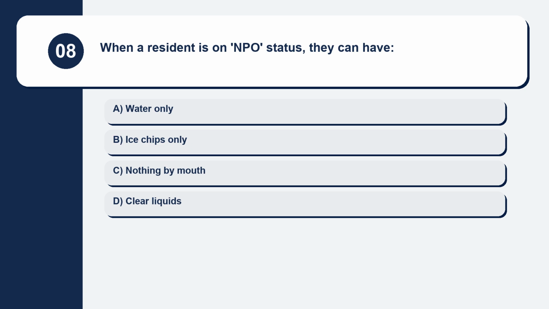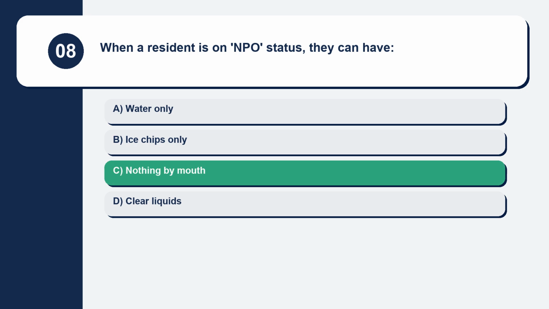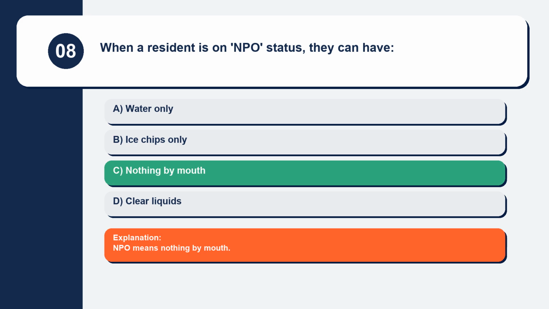Question 8. When a resident is on NPO status, they can have water only, ice chips only, nothing by mouth, or clear liquids? NPO means nothing by mouth.